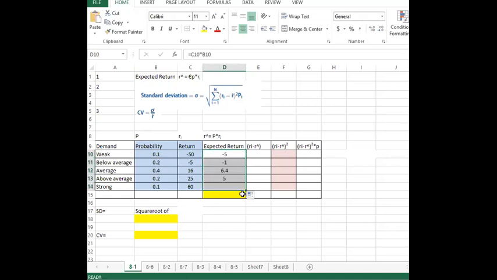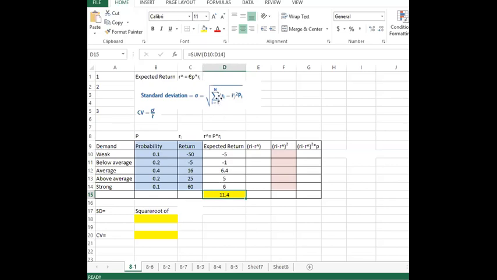So these are the expected returns, and if we add these returns, we get R hat. Here is the summation, 11.4. So 11.4 is the expected return. What we did, we simply multiplied P by Ri, and then we take sum of all of these demand situations.